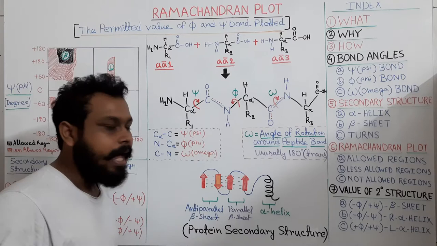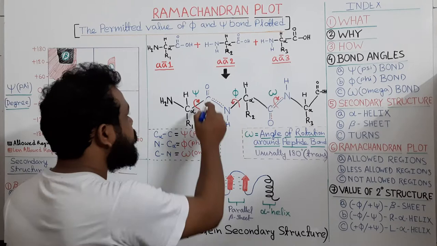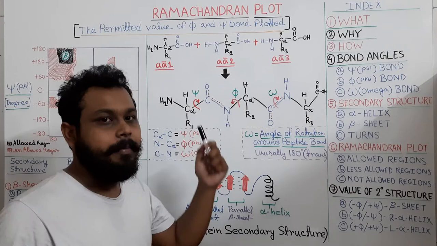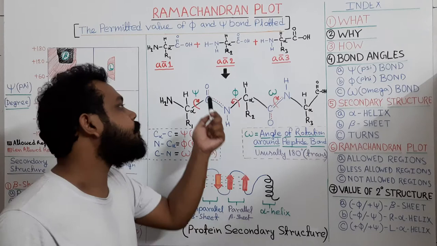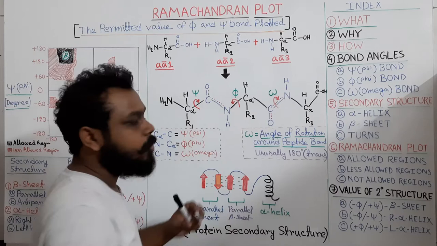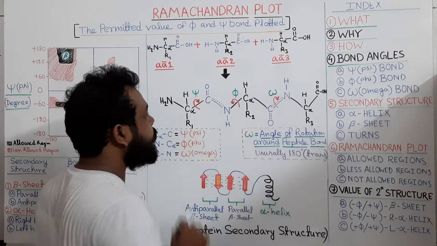This peptide bond has a partial double bond character. That means C double bond O, and it can also form C double bond N, because of resonance. Because of this partial double bond character, the peptide bond is a rigid structure. That means no rotation is allowed around this bond; the rotation is restricted. Its configuration is mostly trans.